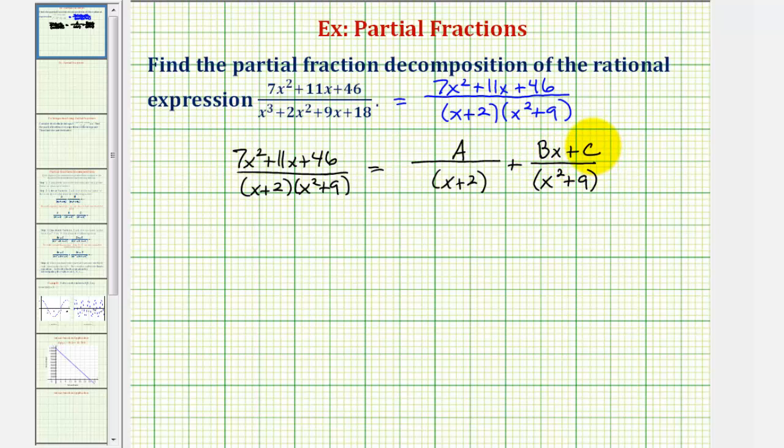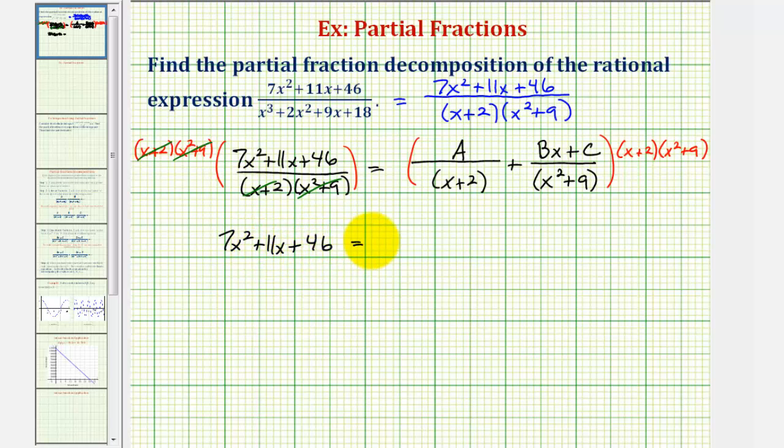Now the next step will be to clear the fractions from our equation, which will give us what's called the principal equation. So we'll multiply both sides of the equation by the least common denominator, which would be these 2 factors. Notice the left side of the equation simplifies nicely to 7x squared plus 11x plus 46.